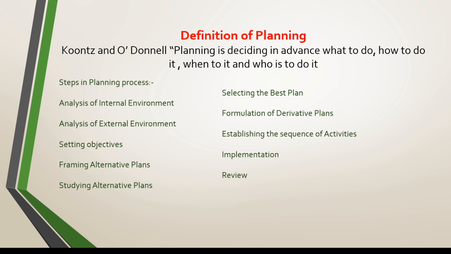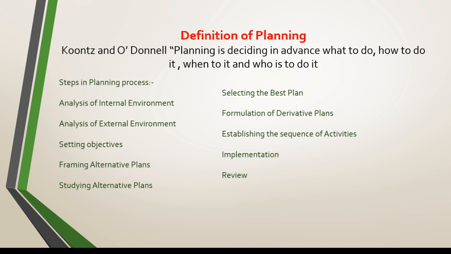Now what should your objective be? The objective should be SMART enough. Now we will split the word SMART. S stands for specific, M stands for measurable, A stands for achievable, R stands for realistic, T stands for time bound. So your objective should be SMART, meaning specific, measurable, achievable, realistic and time bound. So business objectives should be SMART enough, right?